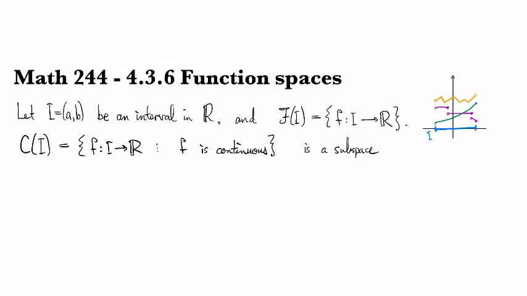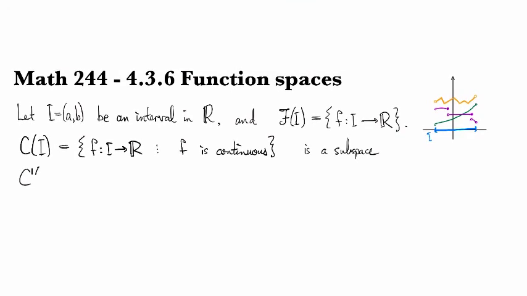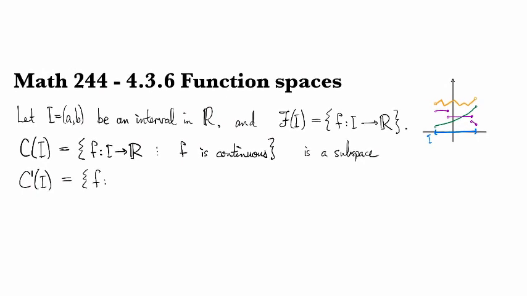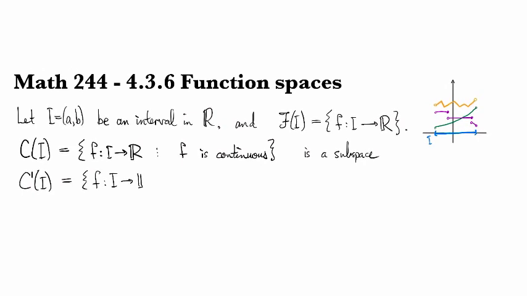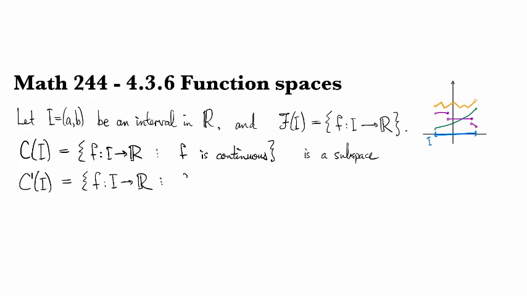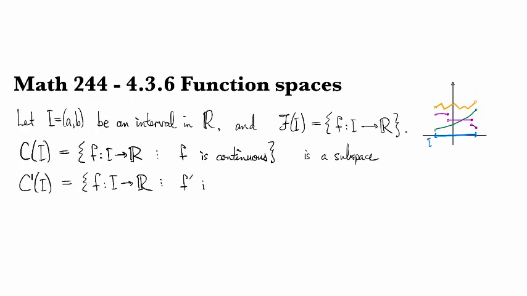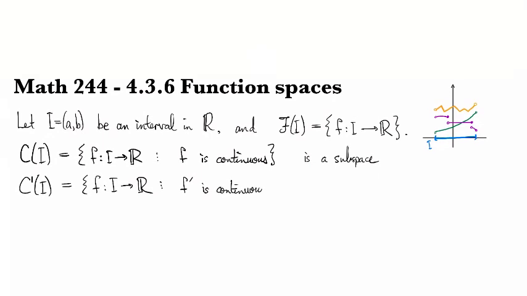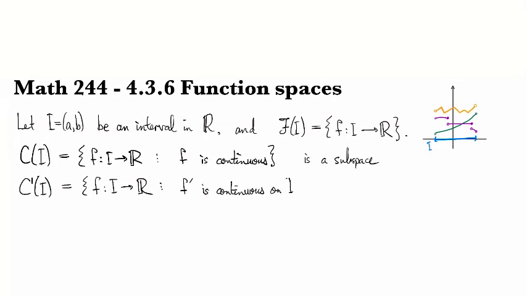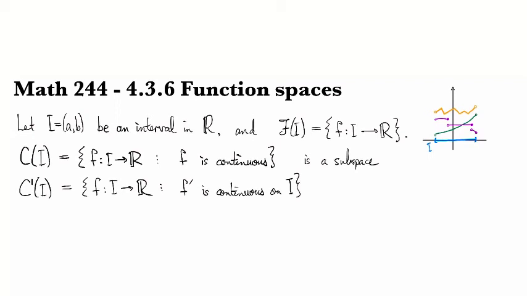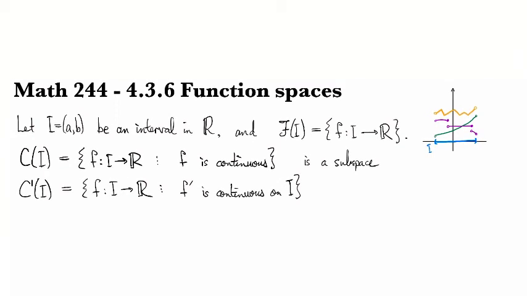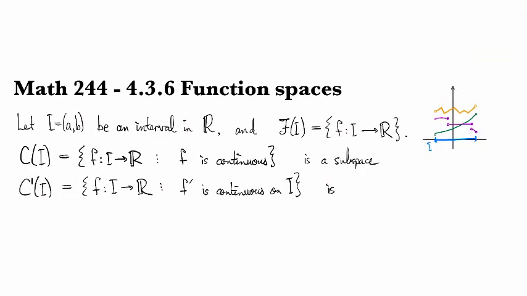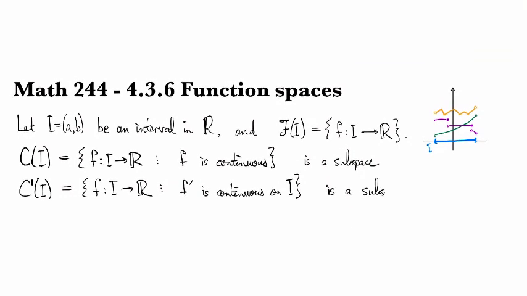And if I look at, say, C1 of I, so this is all the functions from I to R, such that the first derivative of f is continuous. And I guess I'm not saying it, but I should say is continuous on I. Well, it's implied. But then this is also a subspace.